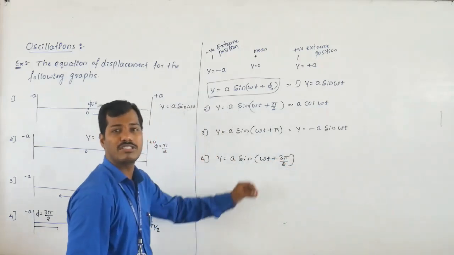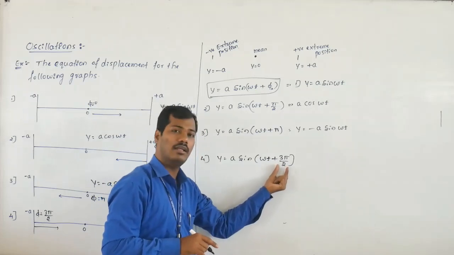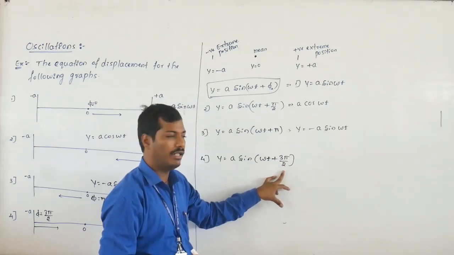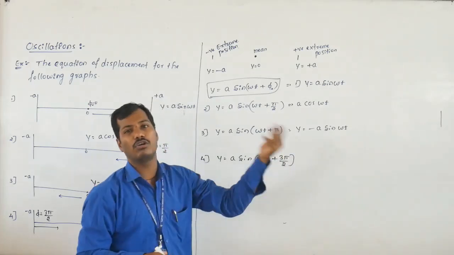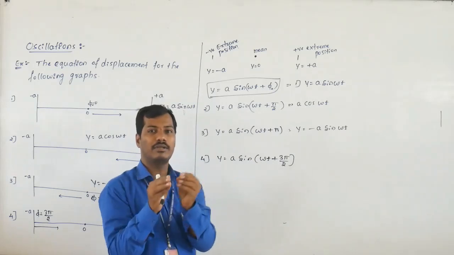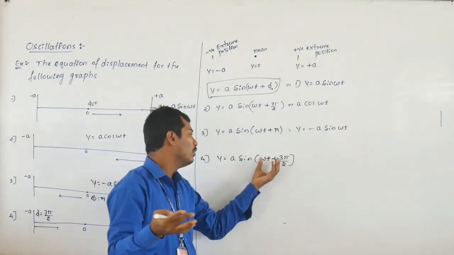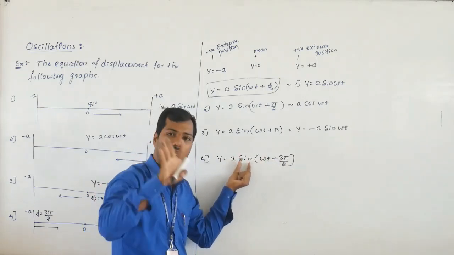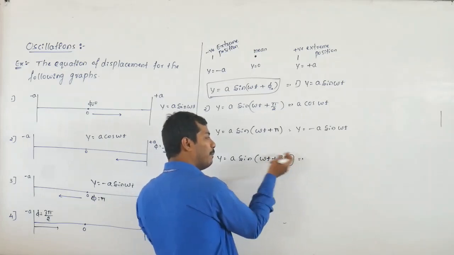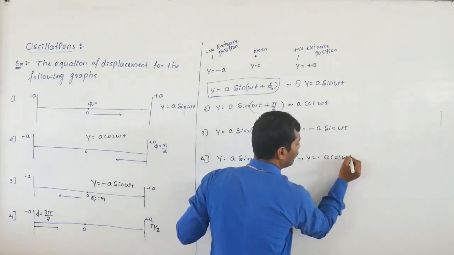3 pi by 2 is nothing but 270 degrees, and 270 degrees is again an odd angle. If it is an odd angle, then sine of 270 plus theta is again cos theta. But at 270 degrees, it is the fourth quadrant, where cos is positive and sine is negative. So the sign is negative. Since sine of 270 plus theta is cos theta with a negative sign, y is equal to minus A into cos of omega t.